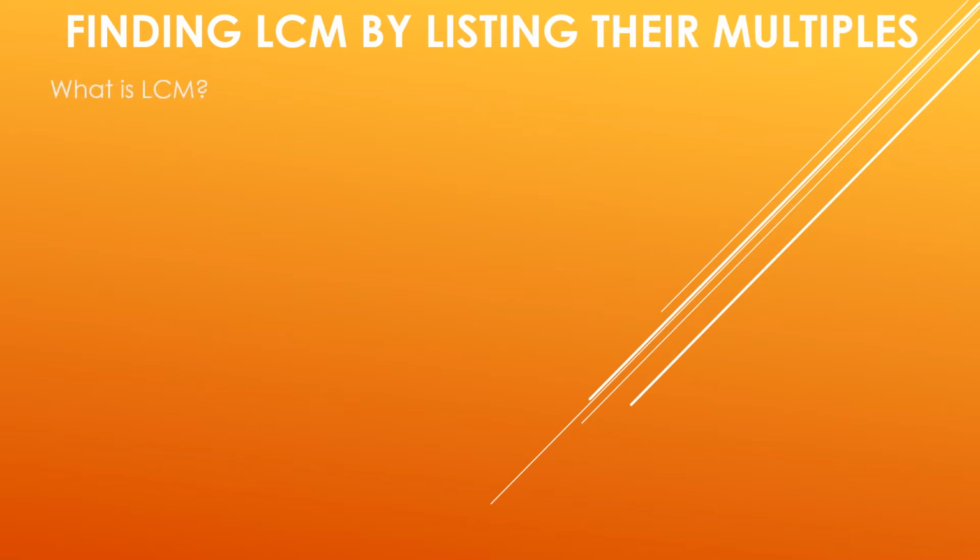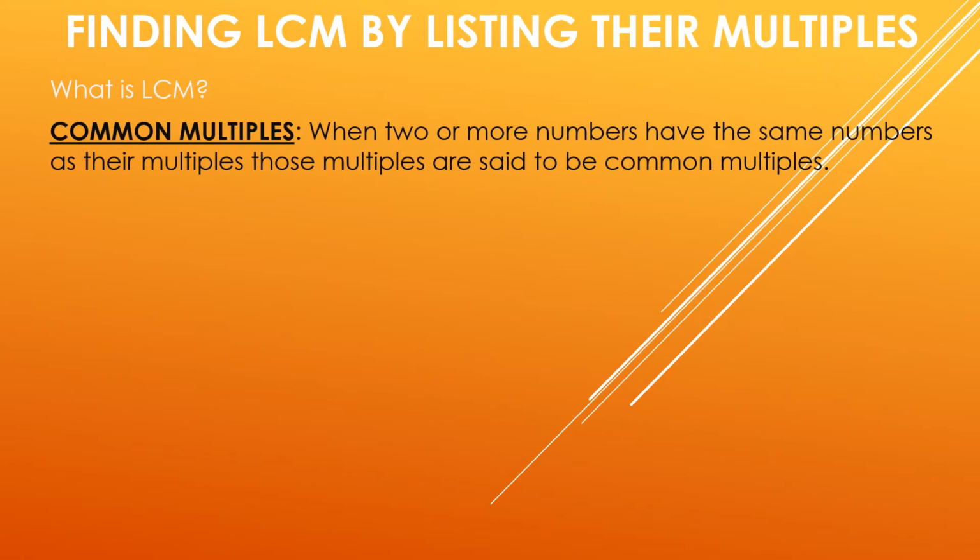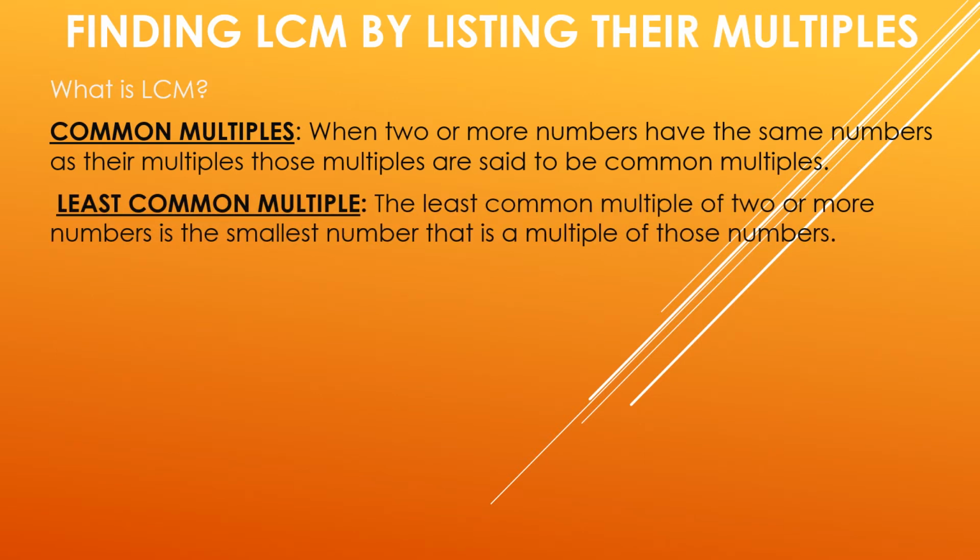What is LCM? Let us learn about the least common multiples, or you can call it LCM too. First, let us recall the meaning of the term common multiple. When two or more numbers have the same numbers as their multiples, those multiples are said to be common multiples. Now let us see what you mean by the least common multiple. The least common multiple of two or more numbers is the smallest number that is a multiple of those numbers.